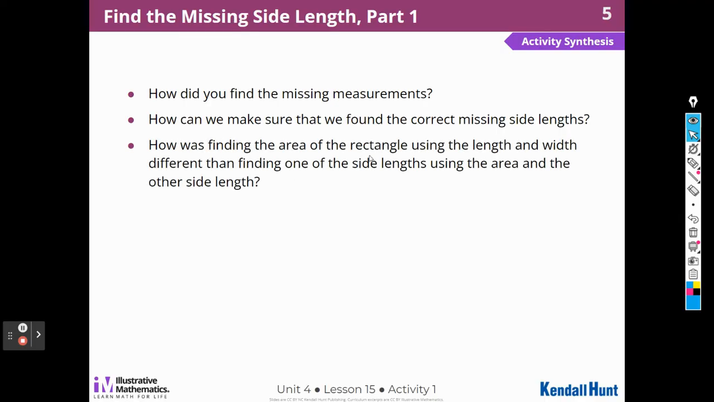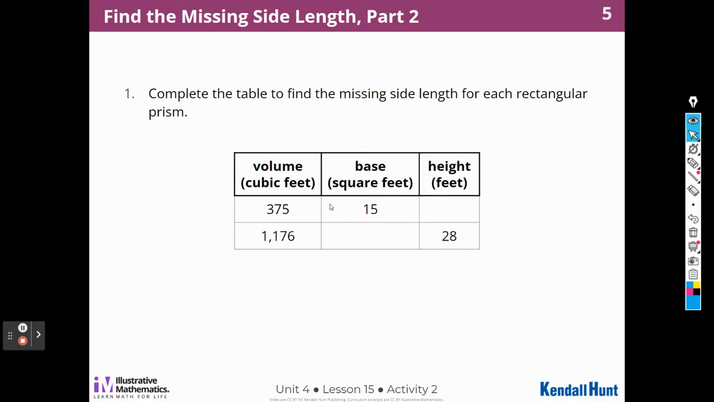How is finding the area of the rectangle using length and width different from finding one side of length using the area and the other side? Well, when I had the length and width, all I had to do was multiply to find the area. When I only had one side and the area, I had to divide. So it was much different. All right. Find the missing side length, part 2.